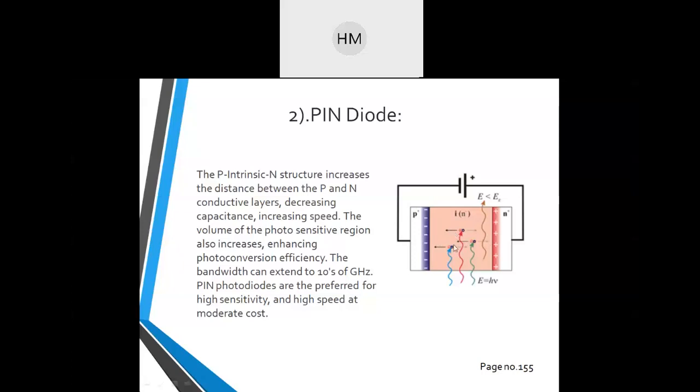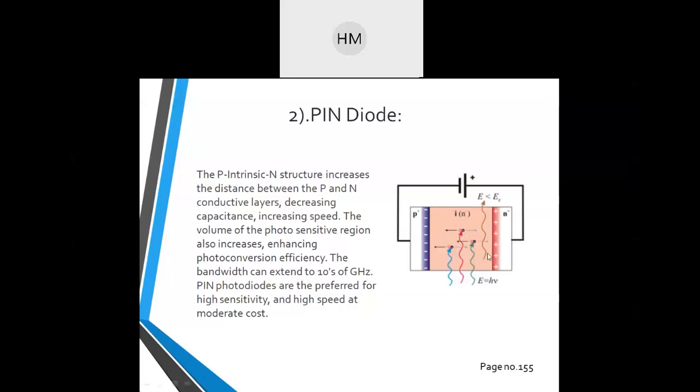What happens in a simple PN diode as the depletion region increases, the capacitance increases, which limits your speed. So here what we are doing, we are adding one intrinsic layer which will not increase your capacitive effect, but it will increase the speed of the device. Okay? So this is a conductive layer. The volume of the photosensitive region also increases, enhancing photo conversion efficiency.